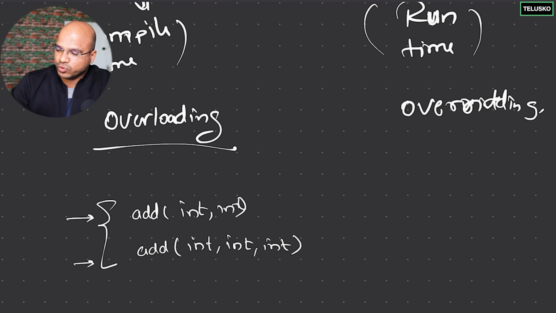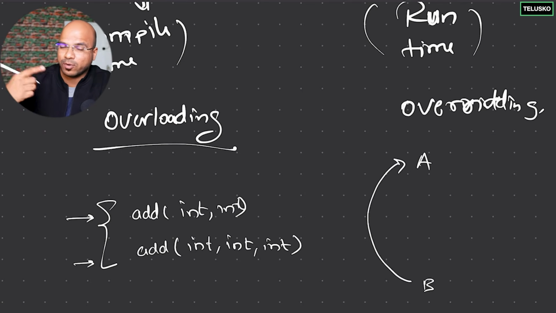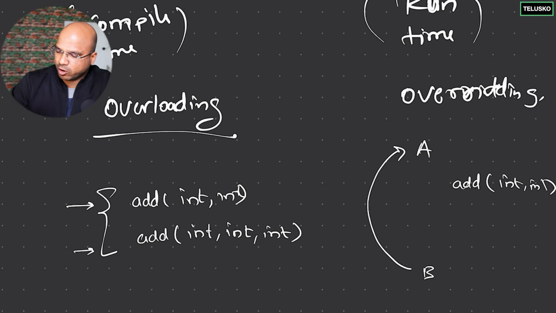Now, let's say you have two classes, class A and class B, and class B extends class A. We have talked about this in method overriding. Let's say class A has a method add which takes two parameters, and class B also has the add method which takes two parameters. Out of these two, which one will get executed? It will be decided at runtime. So that is called runtime polymorphism.